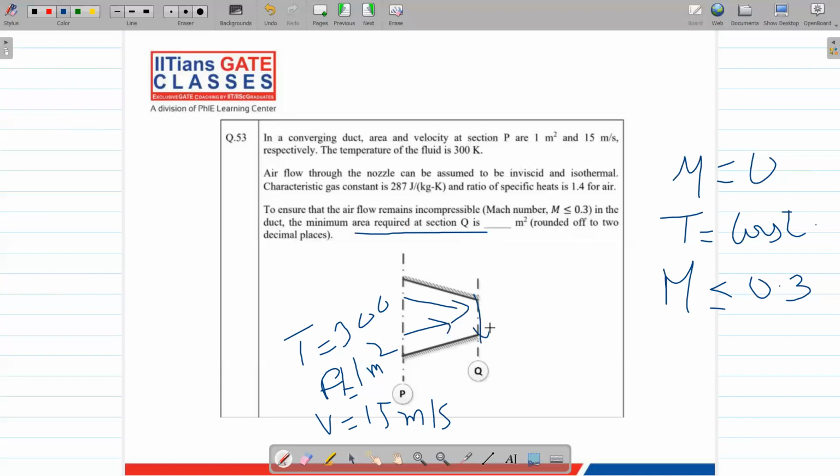You can easily understand that the flow is going to accelerate based upon how small this area is. The smaller it gets, the higher the acceleration. Now we want to find the least area that I can go to at location Q, such that my Mach number is still less than or equal to 0.3. So the least area is achieved when my Mach number is 0.3. I do not want to cross 0.3. So Mach number 0.3 is the maximum velocity that I can achieve in this case, and my area will be that narrow accordingly.